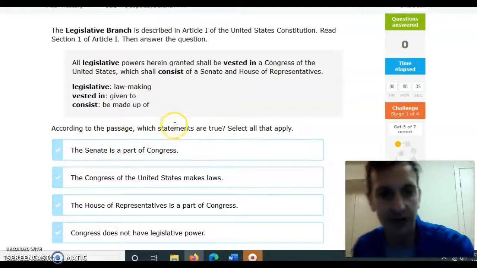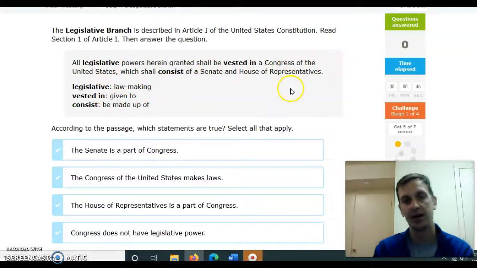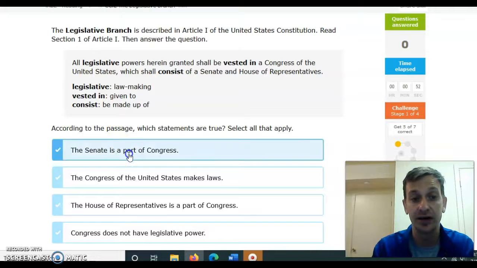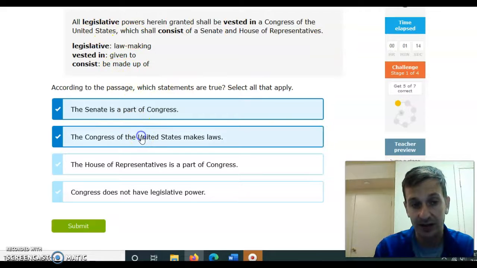The Senate is part of Congress. All legislative powers shall be vested in the Congress of the United States, which shall be made up of a Senate and a House of Representatives. So if it's made up of a Senate and House, we know that the Senate is part of Congress. Yes, that is correct. The Congress makes laws. All legislative power, what does legislative mean? Lawmaking, shall be given to Congress. So use those context clues. You might not know the words, but think through them and you get your answer. So yes, this is correct.